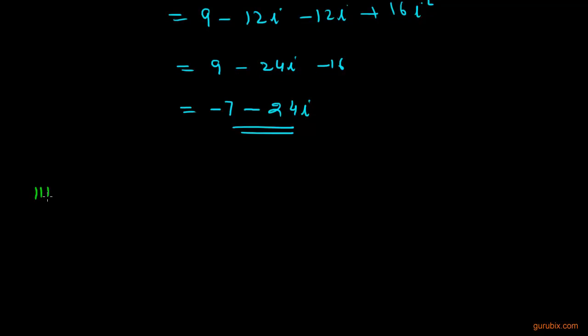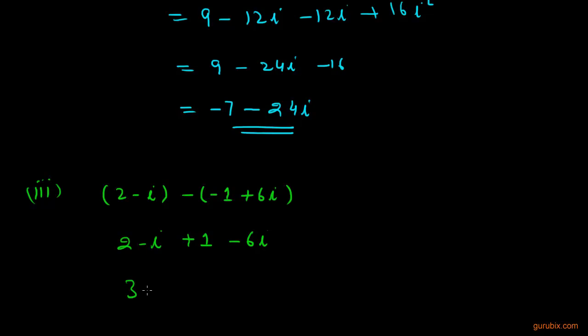In part third we are given an expression that is 2 minus iota minus minus 1 plus 6 iota, and if we multiply the values with this minus 1, we get positive 1 minus 6 iota, and here is 2 minus iota. And if we add 1 plus 2, then we get 3, and here is minus 7 iota. So this is the standard form of the third part. So this is the solution of whole example.